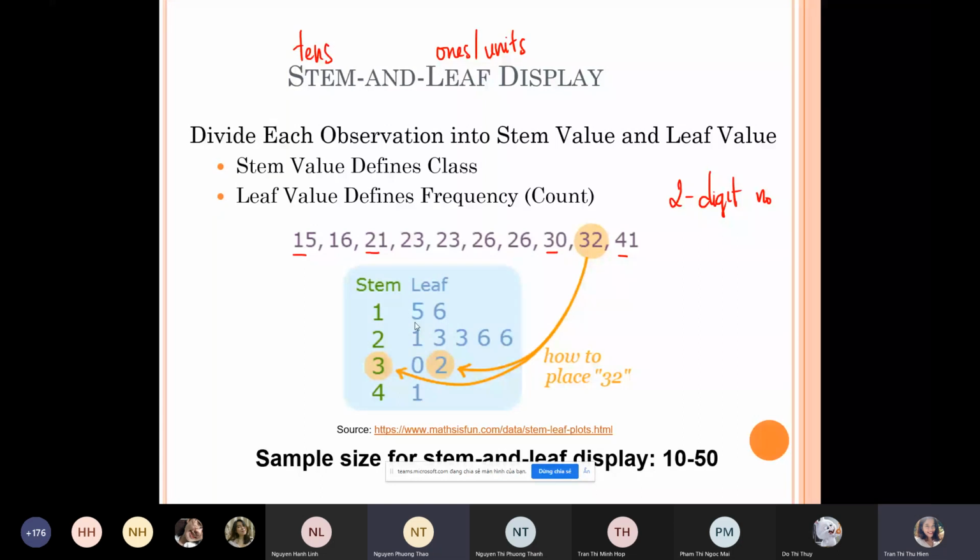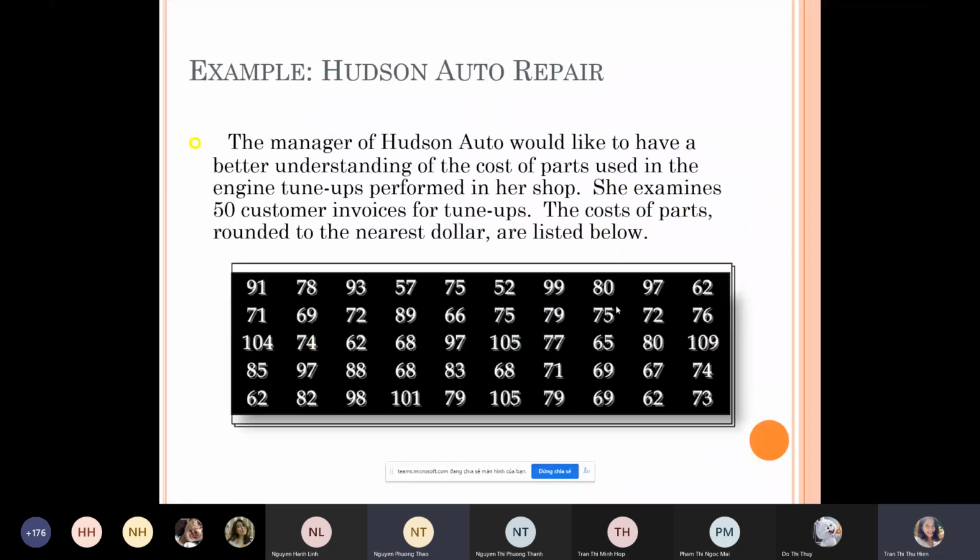Okay, so let me give you another example. Here we have an example. The manager of Hudson Auto would like to have a better understanding of the cost of parts used in the engine tune-ups performed in her shop. She examined 50 customer invoices for tune-ups. The cost of parts, rounded to the nearest dollar, is listed below.